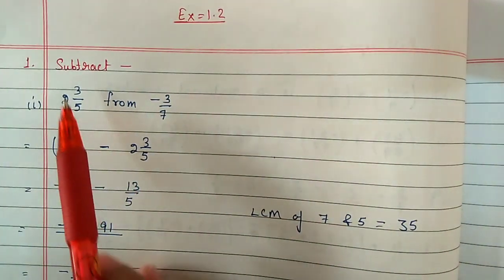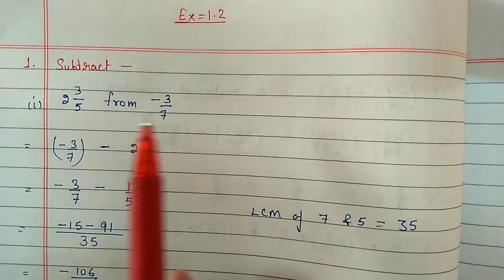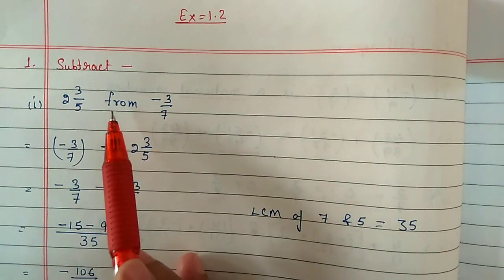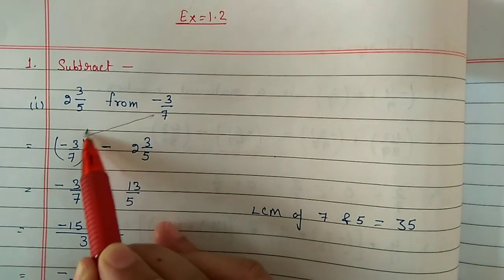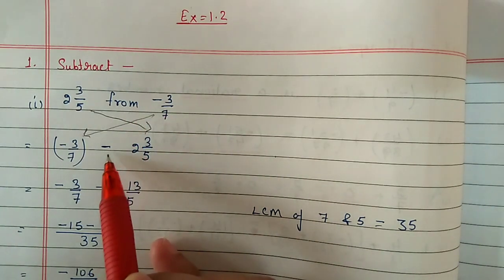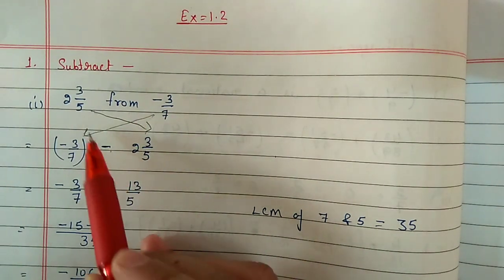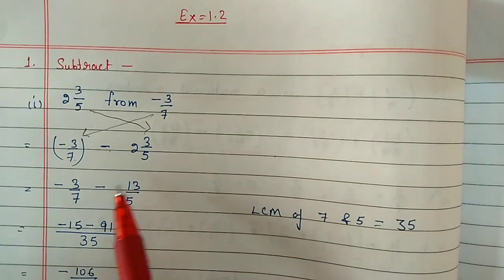First question, subtract 2 whole number 3 by 5 from minus 3 by 7. So when you have to do subtraction, always whatever the number is coming after "from", you have to write at first place. So this number will come here and this number will come at the second place, and in between that minus symbol you have to put. So minus 3 by 7 minus 2 whole number 3 by 5.